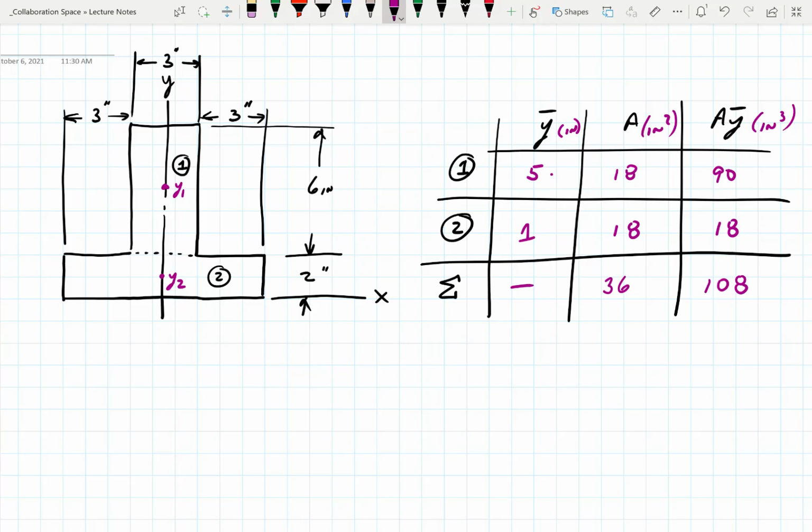Okay, what you missed here is the area. You're right there. Got it?